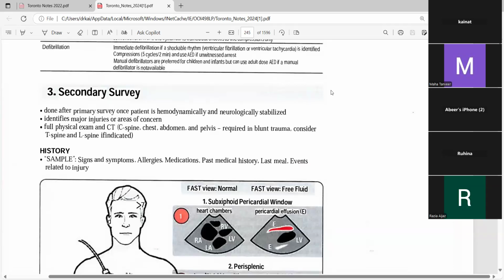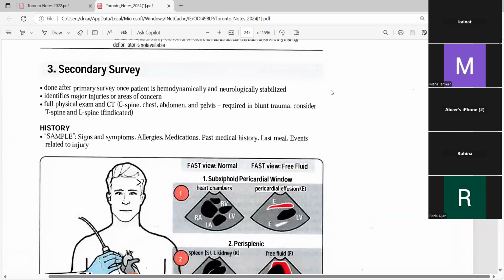Okay, done. Then comes the secondary survey, done after the primary survey. Once the patient is hemodynamically and neurologically stabilized, identify major injuries or areas of concern. Full examination, checking from head to toe, and then moving on to what kind of investigation, like CT scan, C spine, chest X-ray, and pelvis required in blunt trauma. Consider T spine and L spine if indicated.